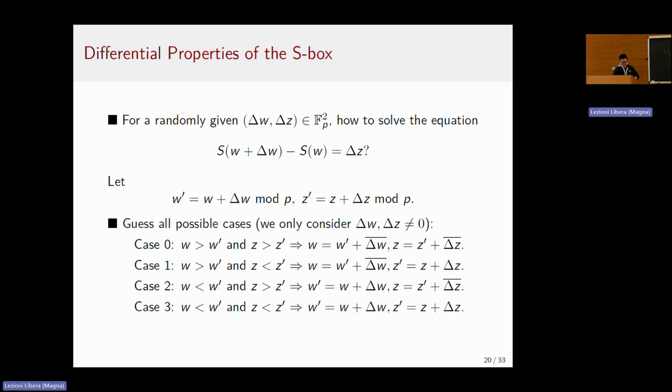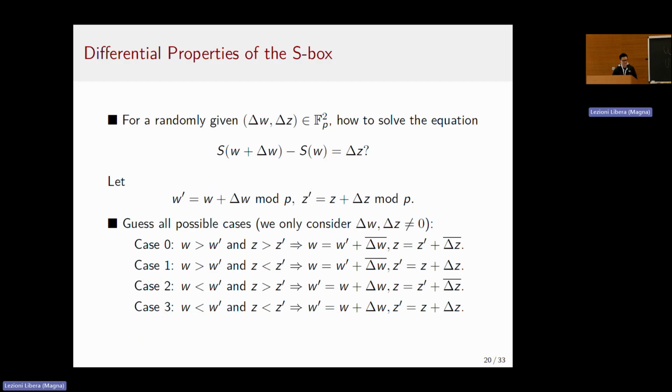The problem can be restated: we have an input-output pair of the S-box, W and Z, and another input-output pair of the S-box, W' and Z'. How to find W' and Z' satisfying the 2 equations? According to our analysis, we want to remove the influence of modulo p, so we don't want modulo p here. So we guess the relations between W' and W, and Z' and Z. So we have in total 4 cases.